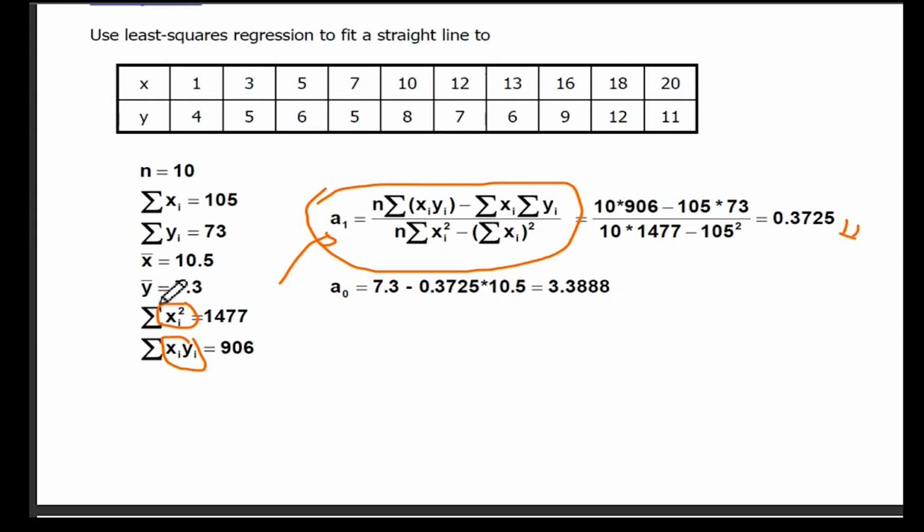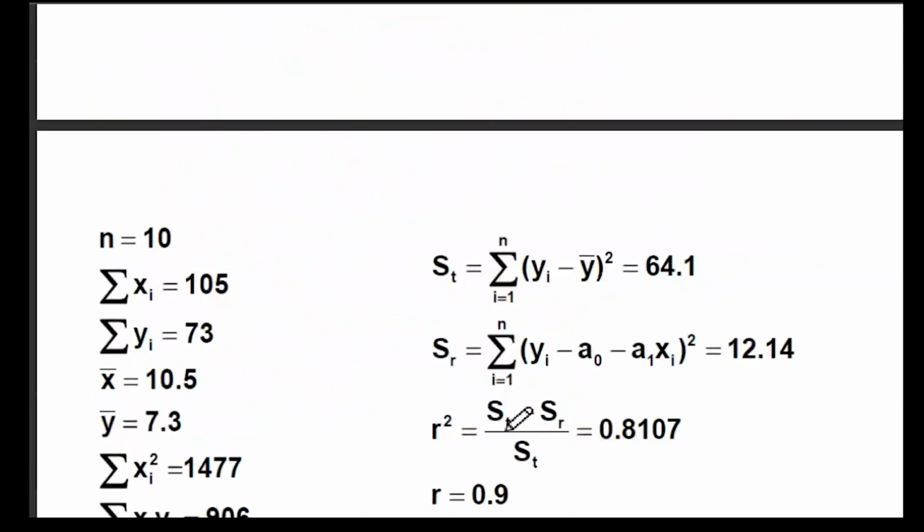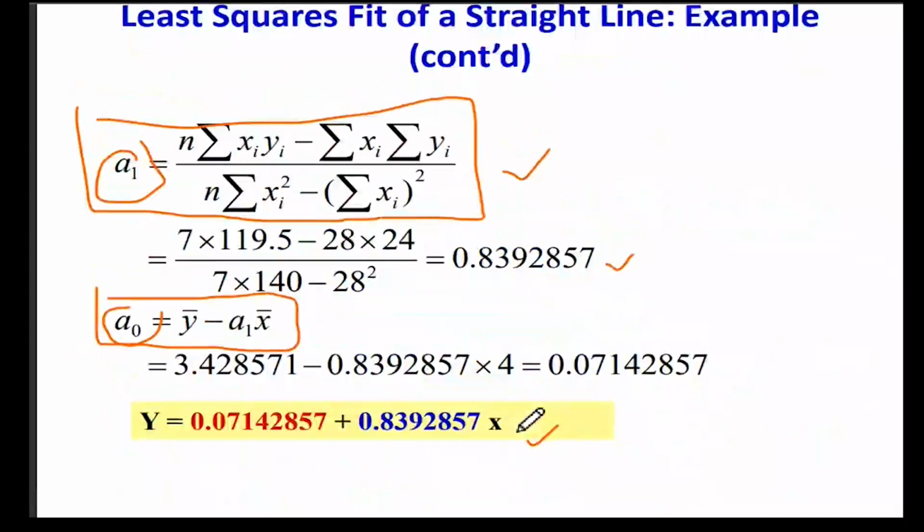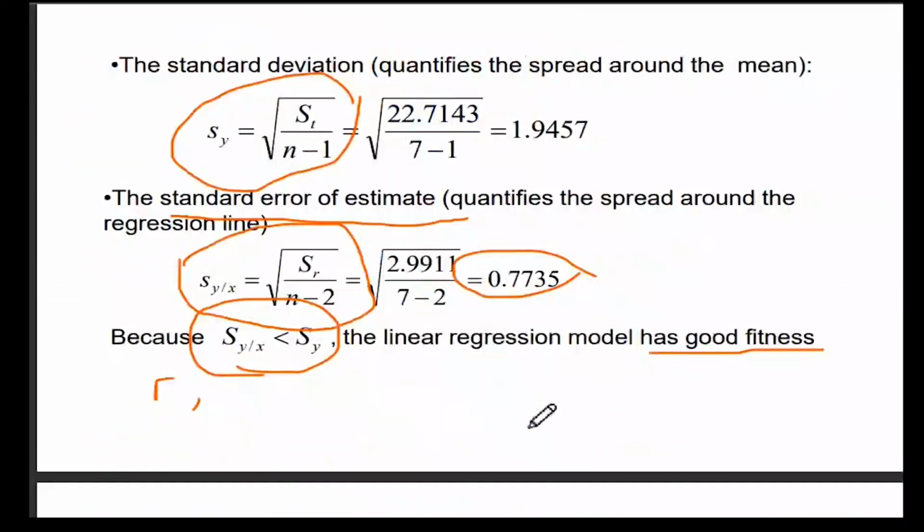Dah dapat A1, so masukkan dalam persamaan untuk A0. So A0 adalah Y bar minus A1 multiply with X bar. So you can dapat A0 is equal to 3.388. So your equation, your linear regression model will be Y equal to A0, which is 3.388 plus A1 0.3725 multiply with X. Okay, you dah dapat your model.